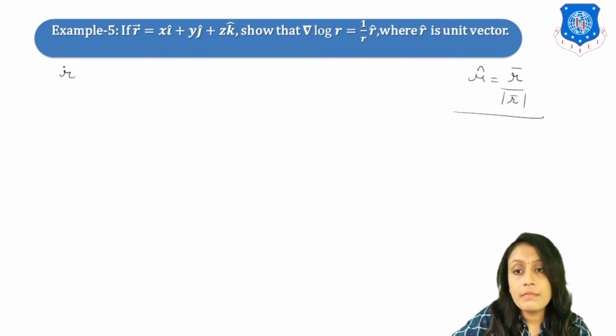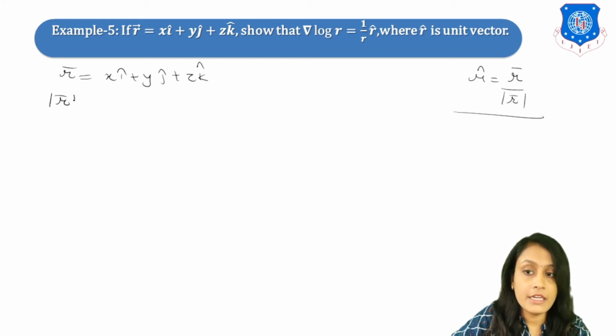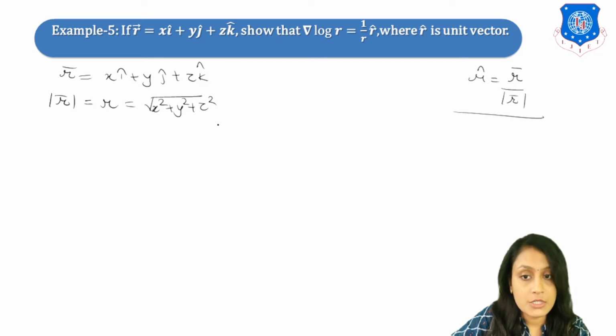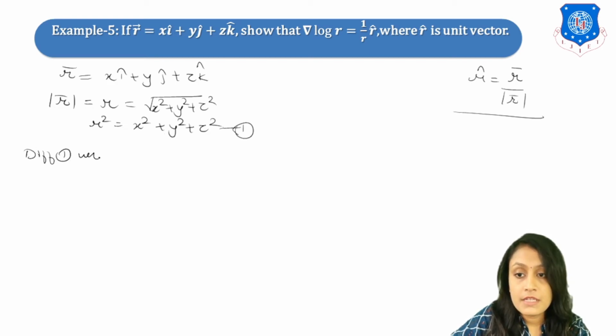Now r bar is given, that is xi plus yj plus zk. If I want to write its magnitude, it can be written in this form also, so r is under root x square plus y square plus z square. Just square on both the sides, so you will get r square is equal to x square plus y square plus z square. Now we will just differentiate this equation number 1 with respect to x, y and z separately. So differentiate 1 with respect to x.